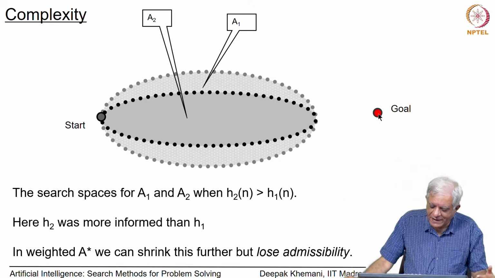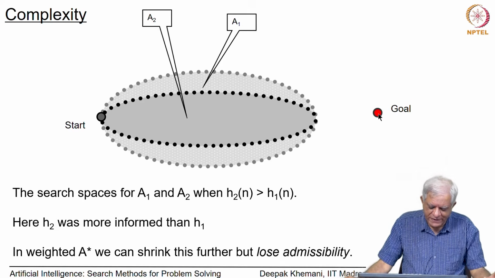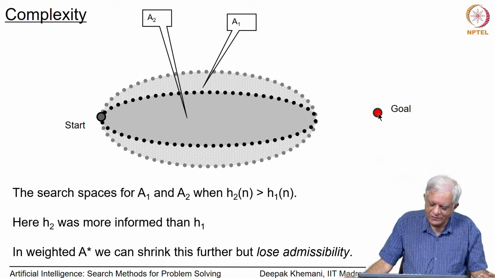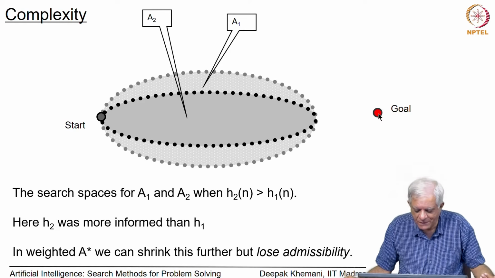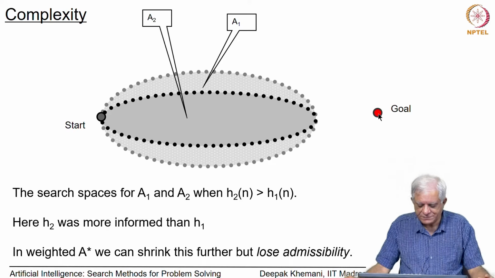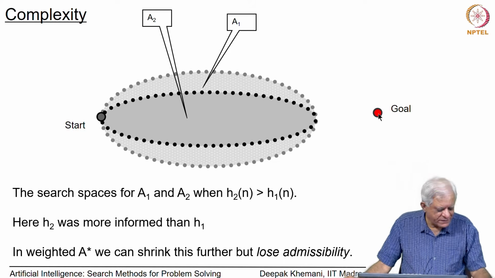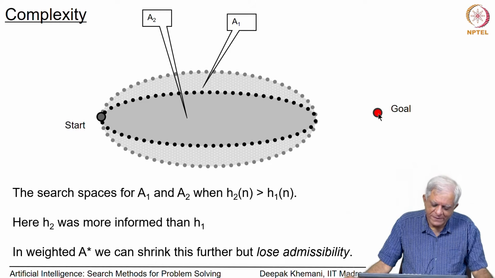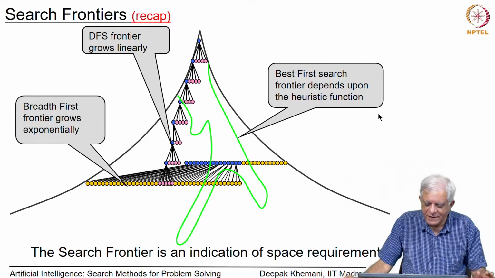Then in the last session we saw that we can use weighted A star, which can further shrink the space that is explored by the algorithm, but we have the danger of losing admissibility, as was illustrated in the example that we saw in the last session. Now, let us look at variations which are still admissible, and we want to cut down on space.